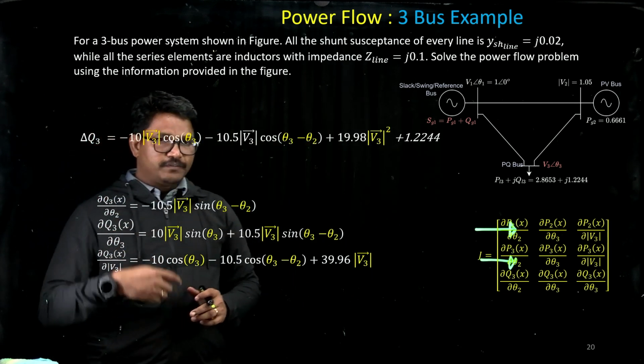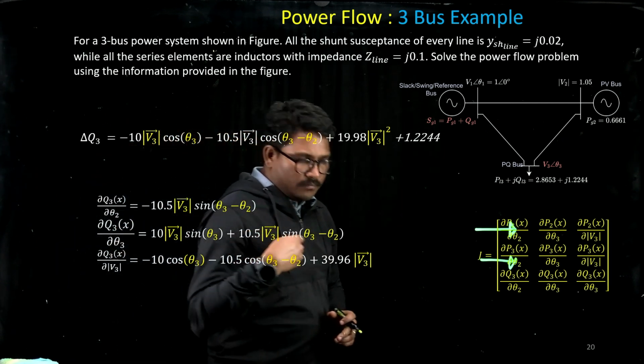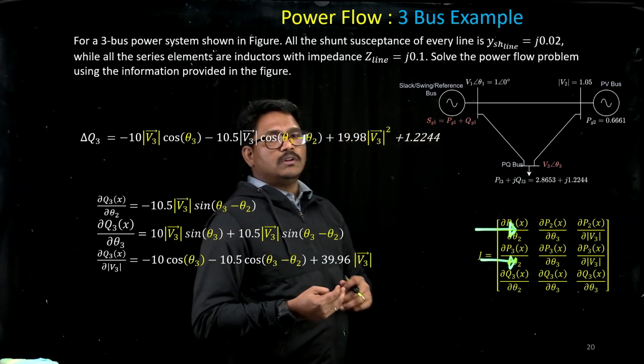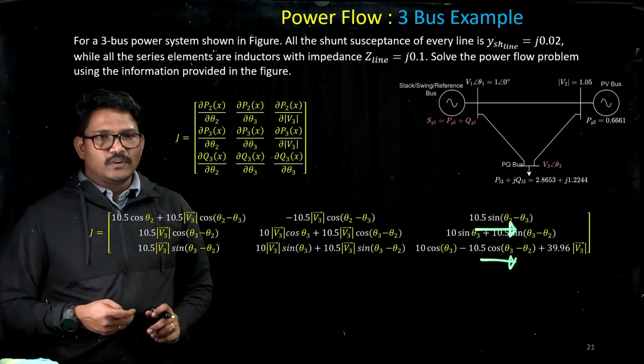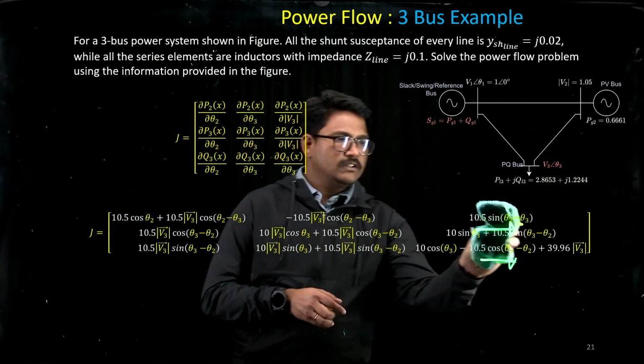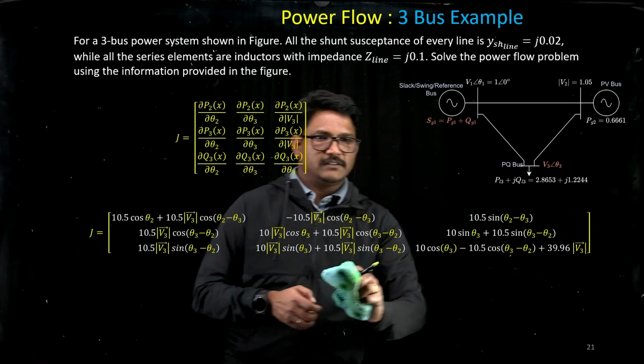After calculating the partial differentiation of all these functions with respect to the unknown values, you will get your total Jacobian matrix to be somewhat similar to this. So this is our Jacobian matrix.